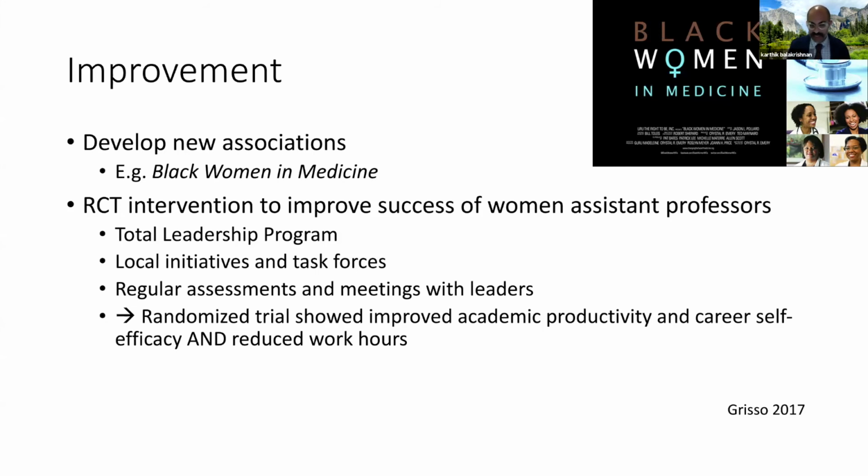Furthermore, there was a recent randomized trial, really interestingly, looking at ways to improve success of women assistant professors. These faculty were enrolled in the Total Leadership Program to get leadership training. They developed local initiatives and task forces to focus on how to help them succeed. And then they had regular assessments and meetings with department and institutional leaders. And it turns out that the intervention group in this randomized trial showed not only improved academic productivity and career self-efficacy, but they actually worked fewer hours. So not only were they doing better, but they were doing it more efficiently.